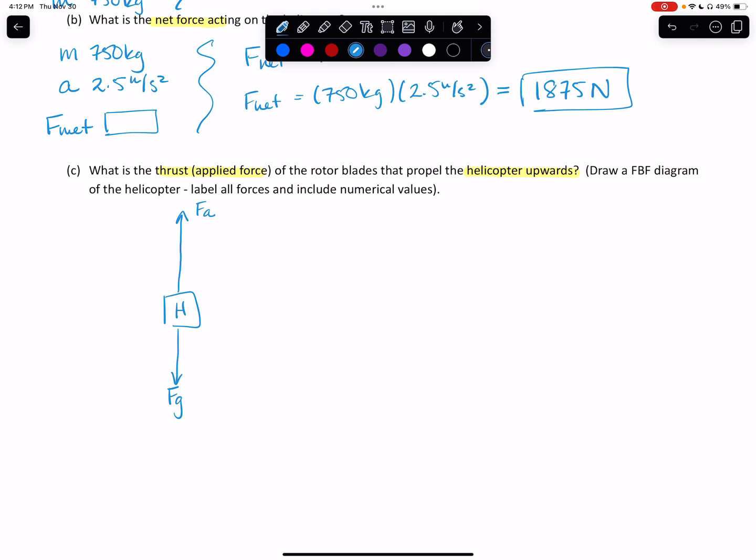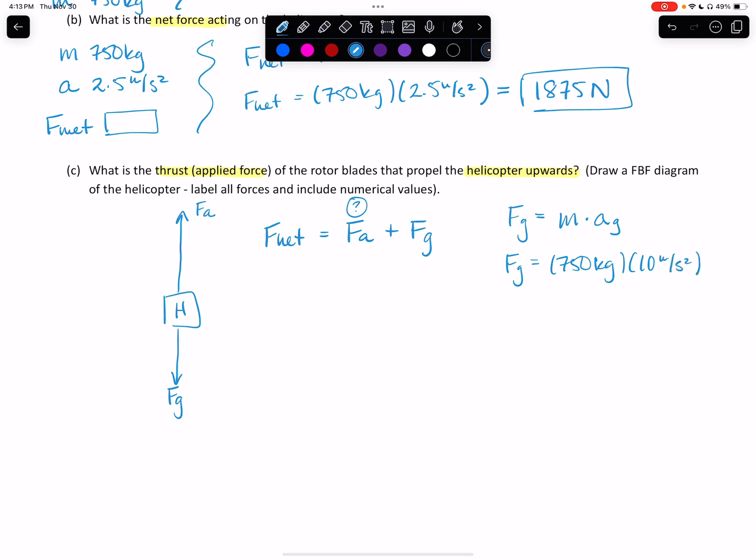So I know that the net force is equal to the sum of those two forces, the applied force plus the gravitational force. And I have that value. So if this is my unknown, then there must be a way to find Fg. I know that the gravitational force is equal to the mass of the object times the acceleration due to gravity. Since I know the mass is 750 kilograms, and acceleration due to gravity is 10 meters per second squared, the force due to gravity pulling on the helicopter is 7,500 newtons.